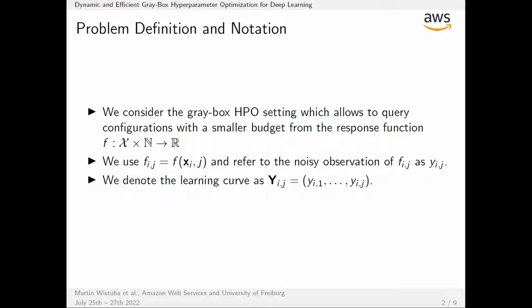So let's start quickly with the problem definition and notation. We are in the gray box DyHPO setting, meaning we have a response function f that gets as input a configuration and a budget and returns a validation score. We abbreviate the notation by denoting with Fij the validation score of the response function for configuration xi at budget j, and refer to the noisy observation of Fij as Yij. Similarly, we denote the learning curve with the capital letter, so a capital Yij is just a tuple of the ordered intermediate performances.